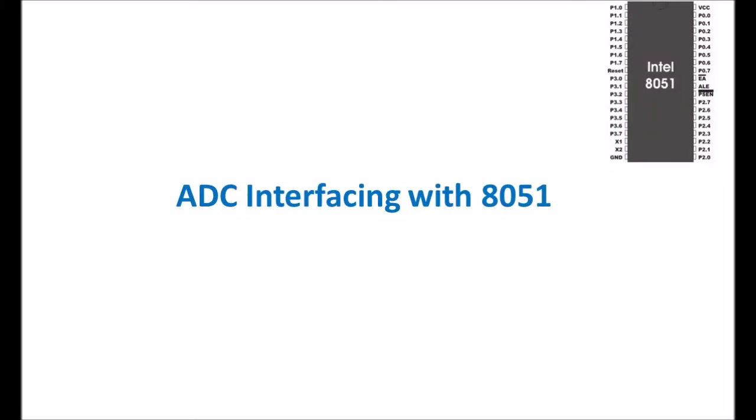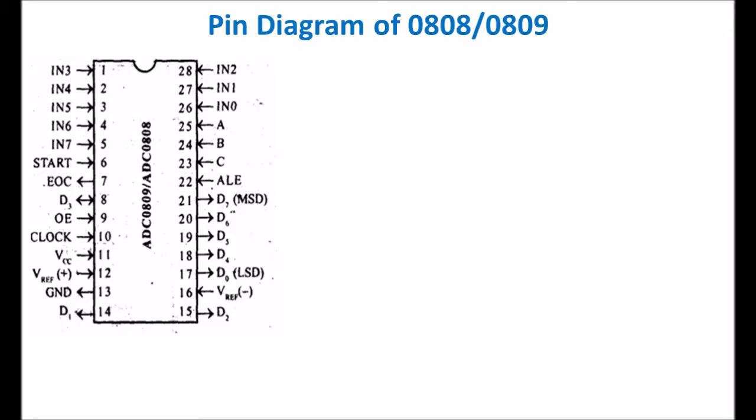Interfacing of analog to digital converter with 8051. Let us understand the pins of IC 0808 or 0809. This IC is an 8-channel IC, so it has 8 analog signals, 8 analog channels, IN0, IN1 up to IN7. The user can connect analog input to these 8 channels, and the IC will convert this analog signal into digital.